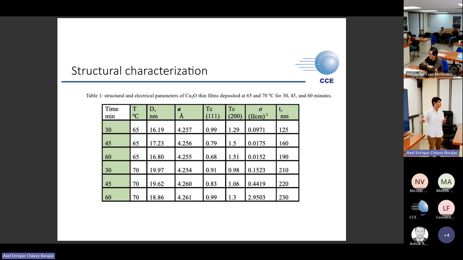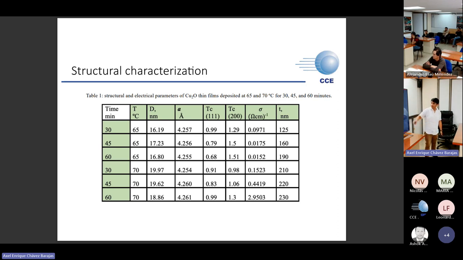So we can control more or less the conductivity of the material. But also the important thing in this case is that we observe the thickness increasing more or less proportional to the time. However, in the second case, when the temperature is around 70 degrees, the growth is achieved almost in the first 30 minutes. So the second 30 minutes can be considered, or at least I consider it, similar to an annealing process.